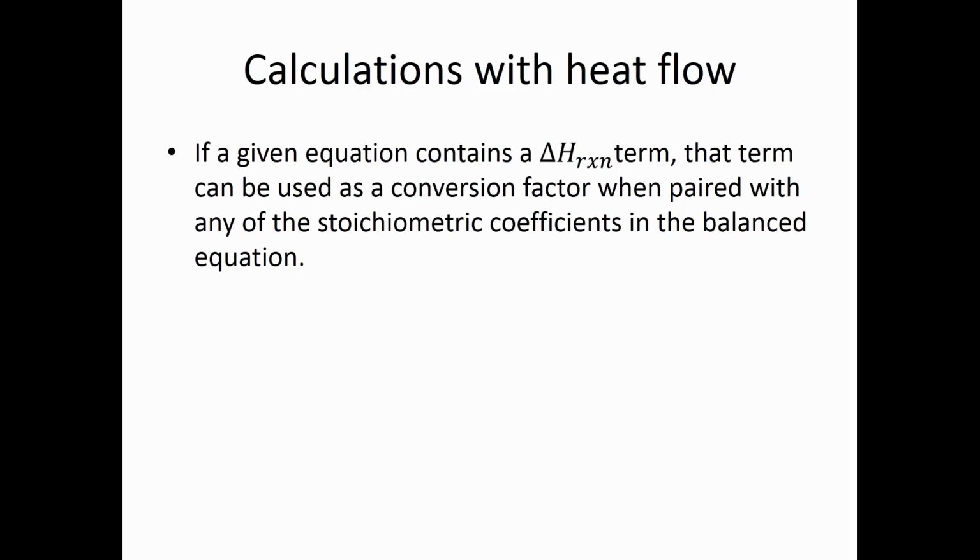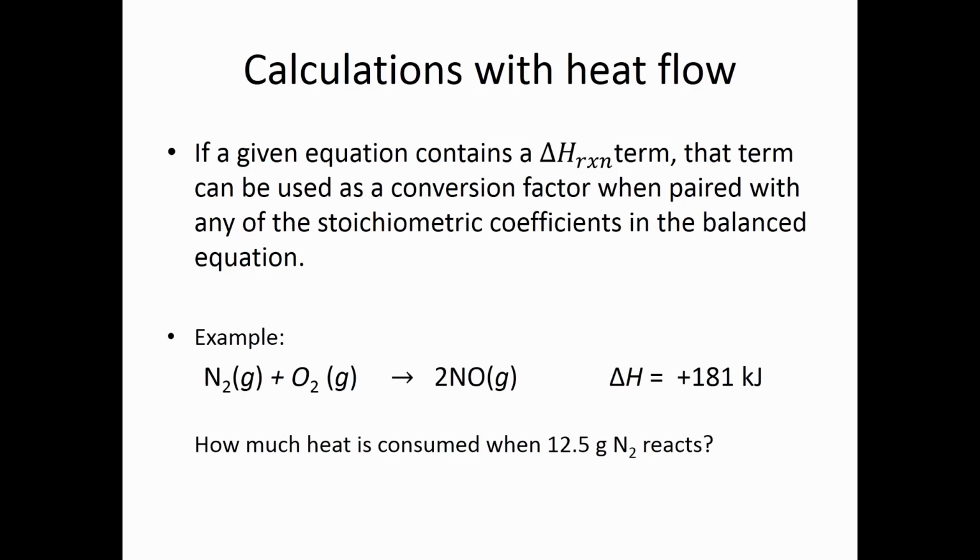We can do calculations when we consider the flow of heat. We do this by showing an equation that contains a term that indicates the amount of heat that is exchanged as the reaction takes place. Let's look at the example and then we'll talk about how this works. So here we're showing a balanced equation in which we have this delta H term. You would have to be given all of this information. There's no way I can expect you to just come up with this number. It will always be given to you in this class.